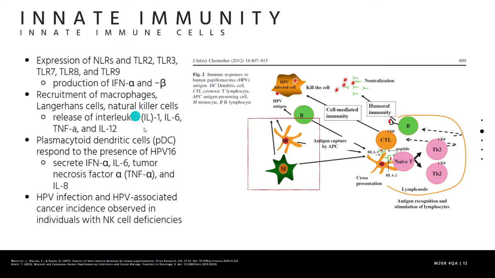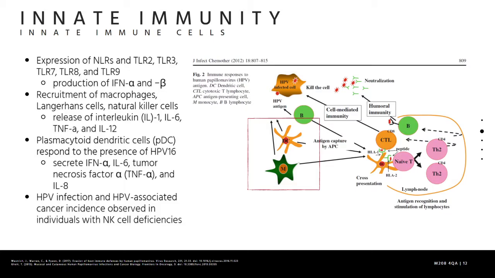And then innate immune cells are also involved in early host responses. HPV infection can recruit macrophages, dendritic cells, Langerhans cells, and natural killer cells into the HPV-infected microenvironment. So these antigen-presenting cells capture HPV pathogens and then digest them into peptides. Then they are translocated into the lymph nodes where HPV peptides are exposed on the cell surface via MHC class 2.